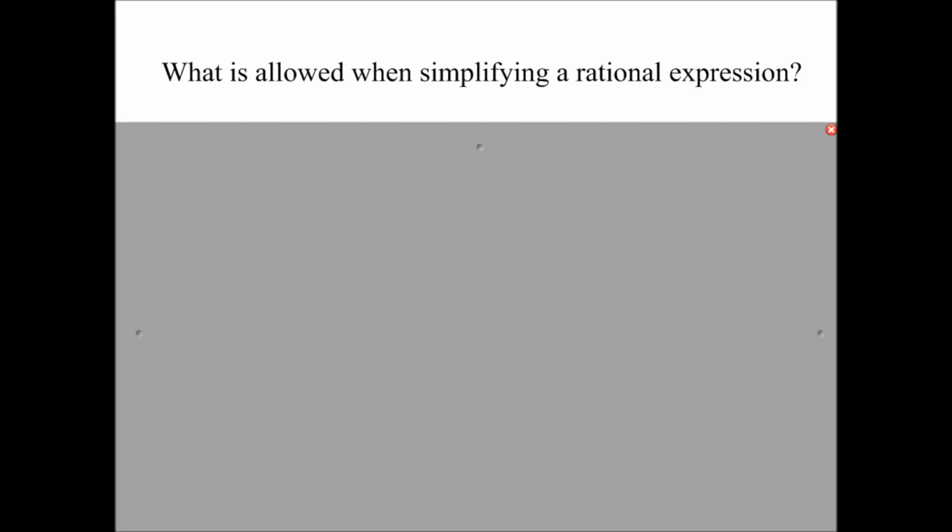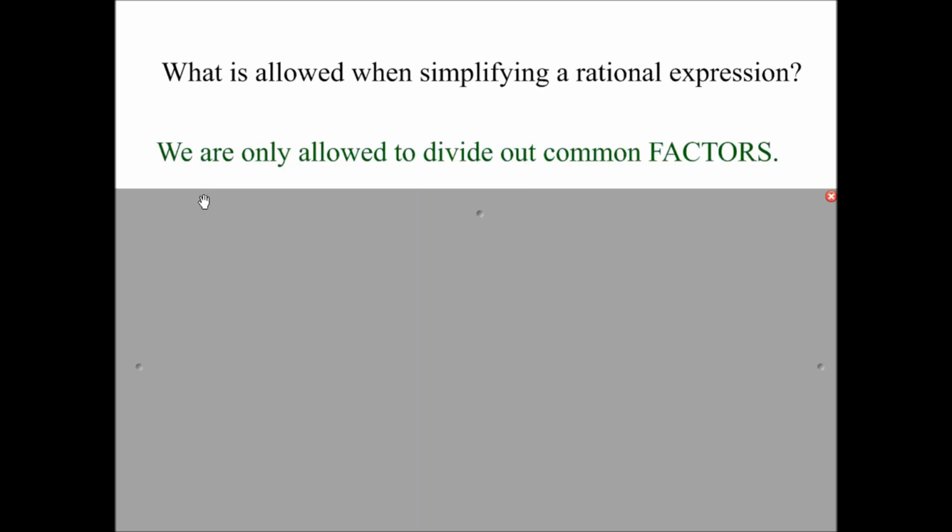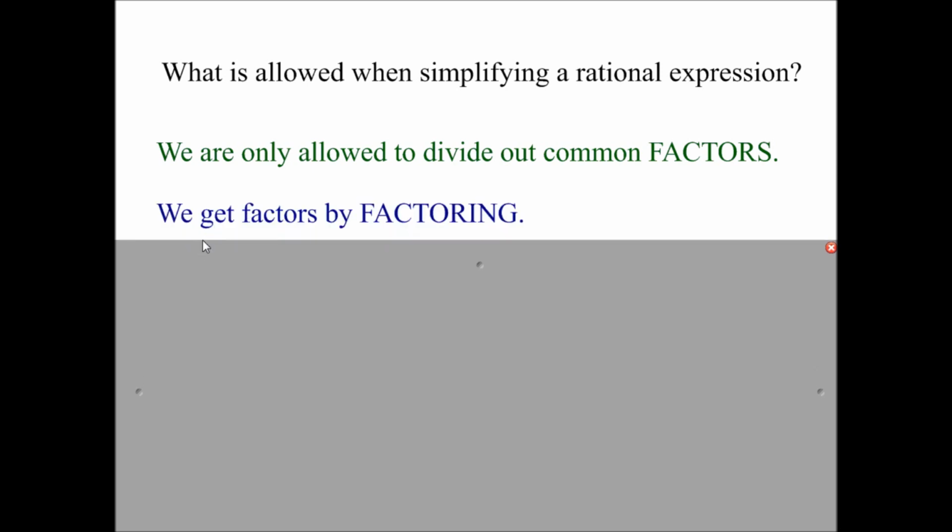So what is allowed when you're simplifying a rational expression? There's a lot of confusion from students on this. Basically, we're only allowed to divide out common factors. And how do we get factors? What's the verb that gets us factors? Well, we get factors by factoring, right? I have a colleague, Mrs. Techman, who says, if in doubt, factor it out. It's a great motto for this unit on rational expressions. If in doubt, get factors. Factor it out. Then you'll be able to work from there.